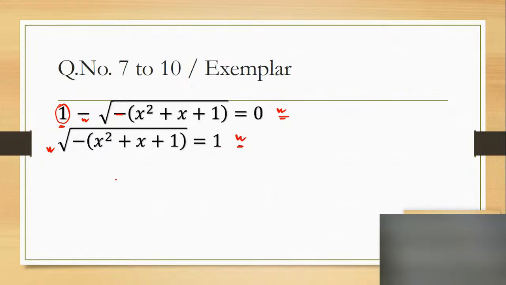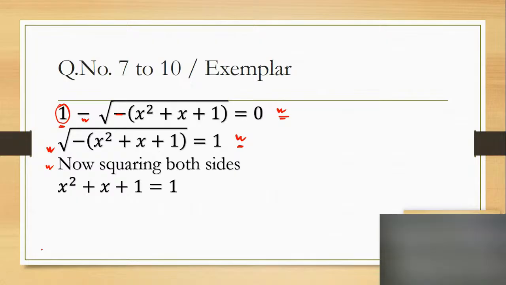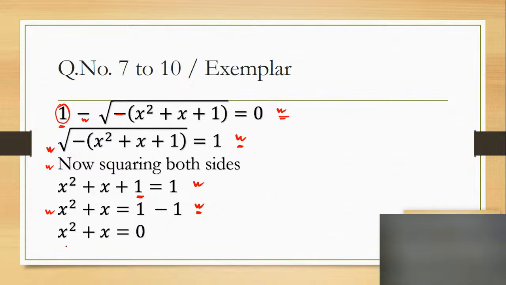Now squaring both sides, we get the square of minus will be plus, and x square plus x plus 1 equals 1. When this plus 1 moves to the right hand side, we have in the left hand side x square plus x equals 1 minus 1, and 1 minus 1 will be what? 0. So the next step here will be x square plus x equals 0.